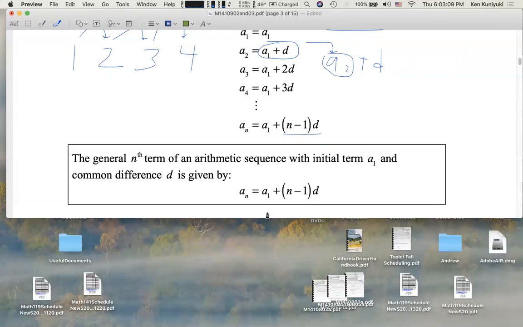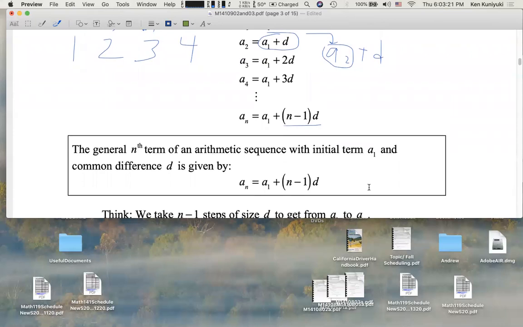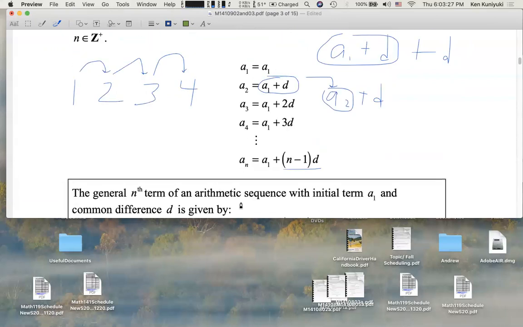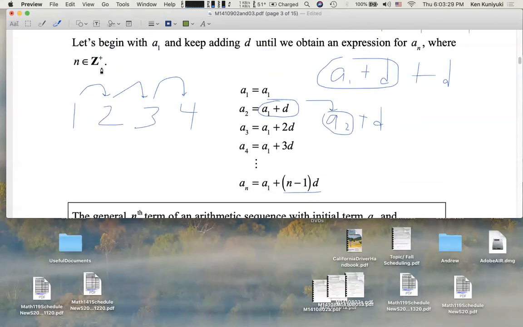In more advanced problems, you might not be given a sub 1. You might be given other terms or clues. Then maybe you solve for a sub 1 at some point. Sometimes systems are involved. All right. Again, you take n minus 1 steps of size d in general to get from a sub 1 to a sub n. Here n is 4. You add d 3 times.